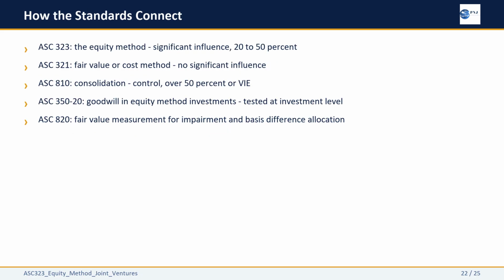One of the most important things to carry from this series is that ASC 323 does not stand alone. It is connected to ASC 321 when significant influence is absent, to ASC 810 when control is achieved, to ASC 350-20 for the goodwill embedded in the investment, and to ASC 820 when measuring fair value for impairment or basis difference allocation. Understanding these connections helps you navigate the more complex situations you will encounter in practice.